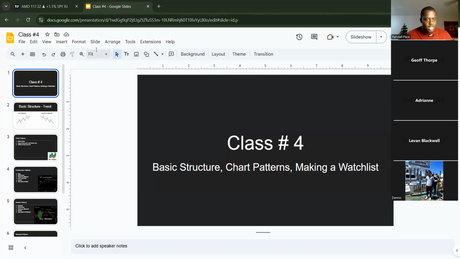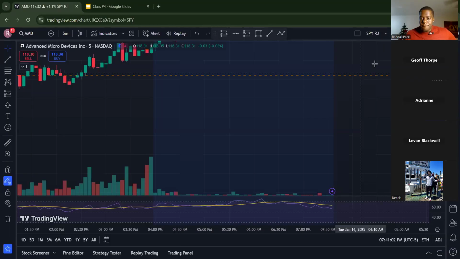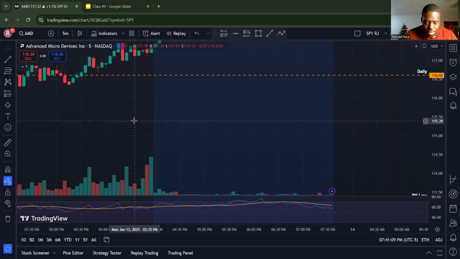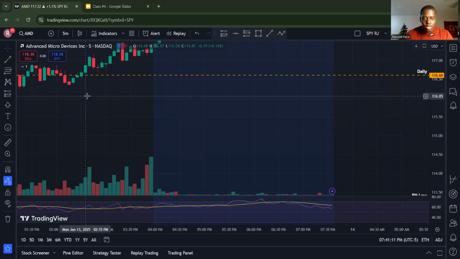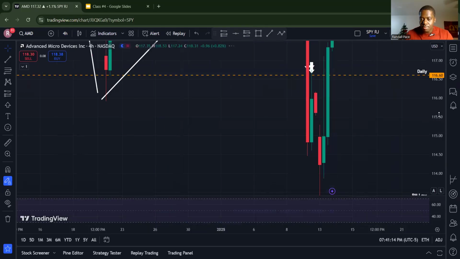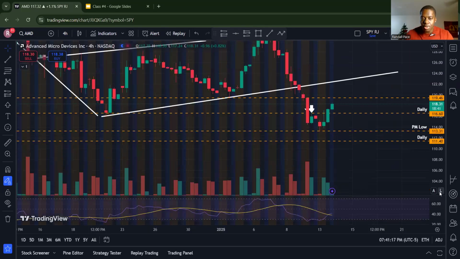Let me see if I can. Let me share my screen. If I try to explain it, it's not going to make sense without seeing it. Let me see what's on here. AMD. We could probably use AMD. Let's look at AMD from something like the 4 hour.